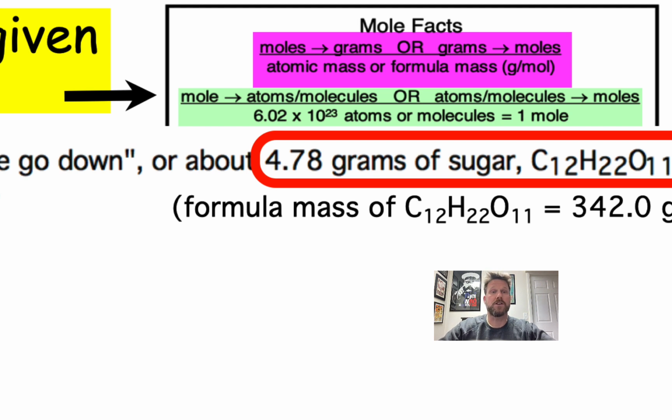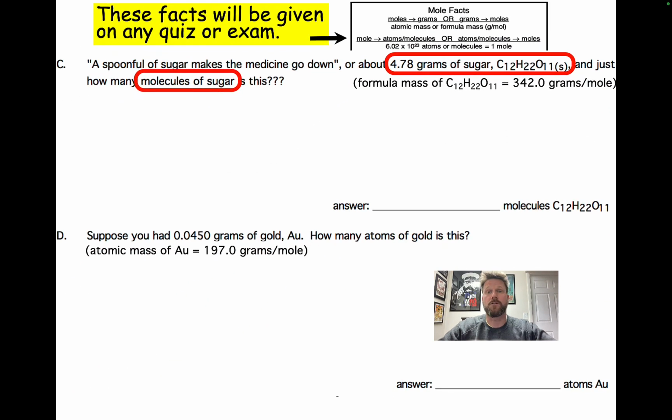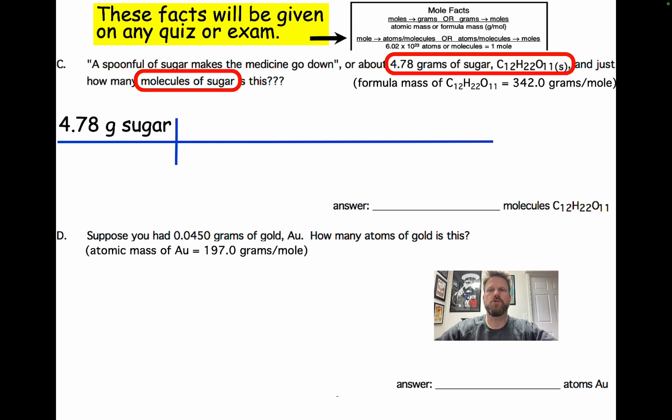This problem requires the use of both of our mole facts so far. Start by converting the grams of sugar to moles of sugar. Then convert the moles of sugar to molecules of sugar. Start with 4.78 grams of C12H22O11 in your train track. This conversion will take 2 steps, so my train track will be a bit longer.